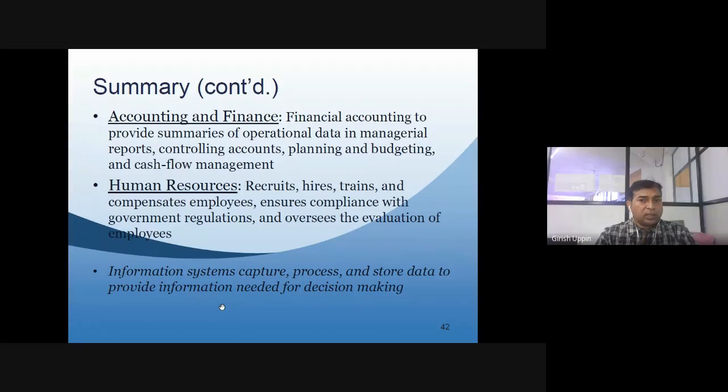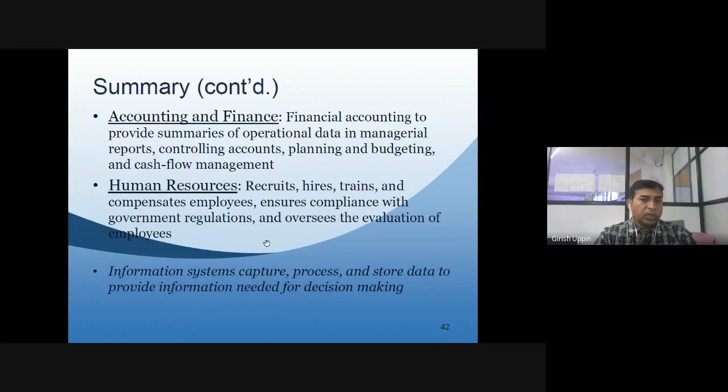Accounting and finance: financial accounting to provide summaries of operational data in managerial reports, controlling accounts, planning and budgeting, and cash flow management. So accounting will take care of all the finance related things, all the transactions that happen in the organization. They will take care of those things, and accordingly they will be able to produce the required reports, which will help the management. Human resource, whatever is related to recruitment and training, those are taken by the human resource.